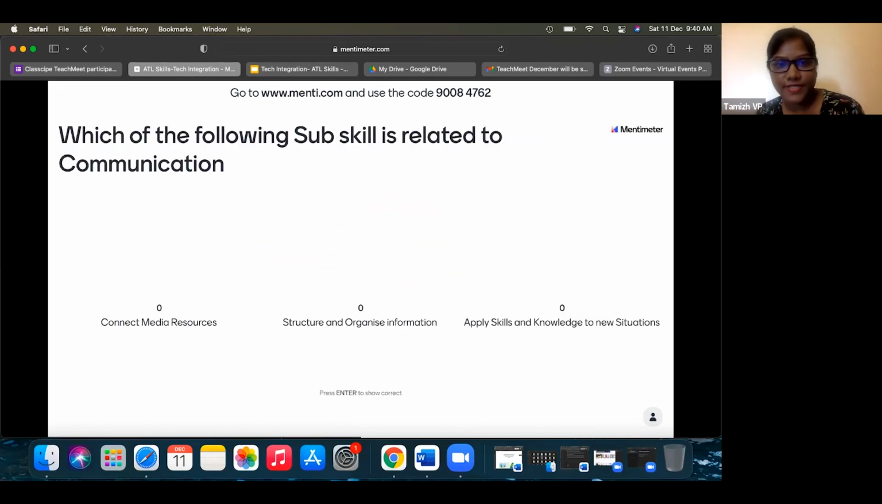Which of the following sub skills is related to communication? There are three options. I want you guys to select the best option, whichever you think is right. We're still going to dive deep into this, but for now, you have three options in front of you: connect media resources, structure and organize information, apply skills and knowledge. Which of these do you think is closely related to the communication ATL skill? Structure and organize information. Yes, nice.